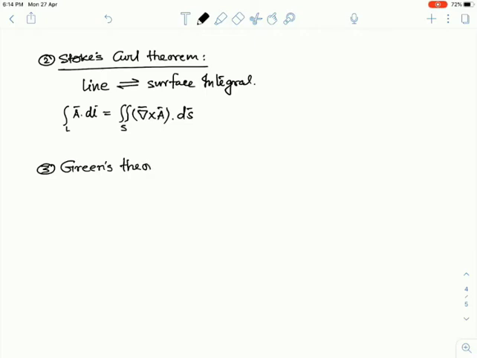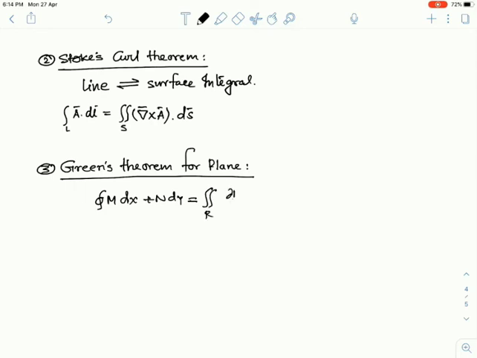Next, Green's theorem for plane. So, closed integral of M dx plus N dy can be written as a double integral over R, that is the projection, of (del N/del x minus del M/del y) dx dy.